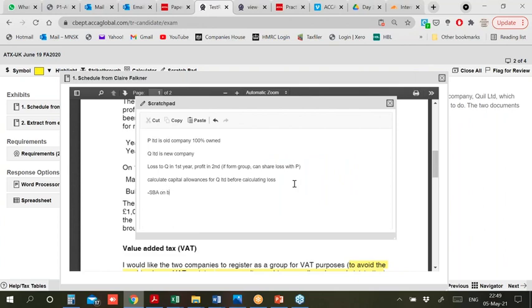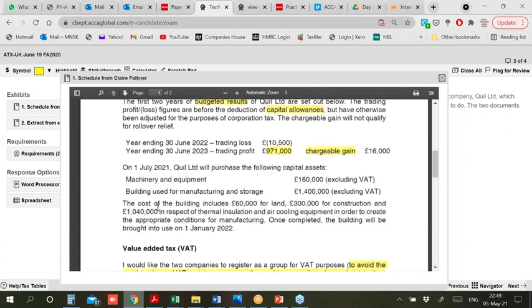SBA on building, 3%. AIA on plant. Now, the cost of the building includes 60,000 for land, 300,000 for construction, and 1040 in respect of thermal insulation and air conditioning equipment in order to create the appropriate conditions for manufacturing. Once completed, the building will be brought into use on 1st January 2020.